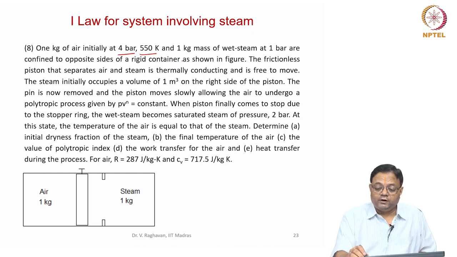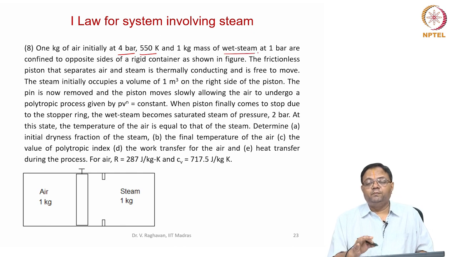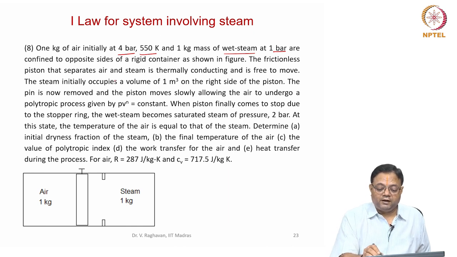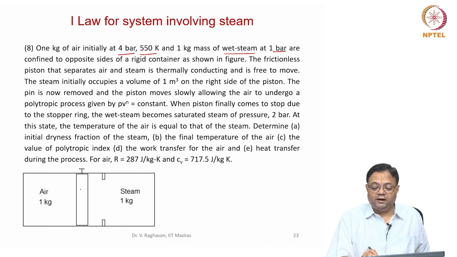The second side is 1 kg of wet steam. Wet steam means it may be a mixture of liquid and vapor, at 1 bar. The frictionless piston that separates air and steam is thermally conducting, like in the previous problem, and is also free to move. The steam initially occupies 1 meter cube.